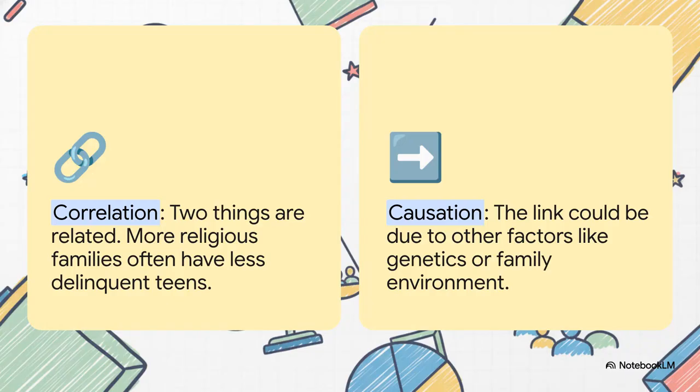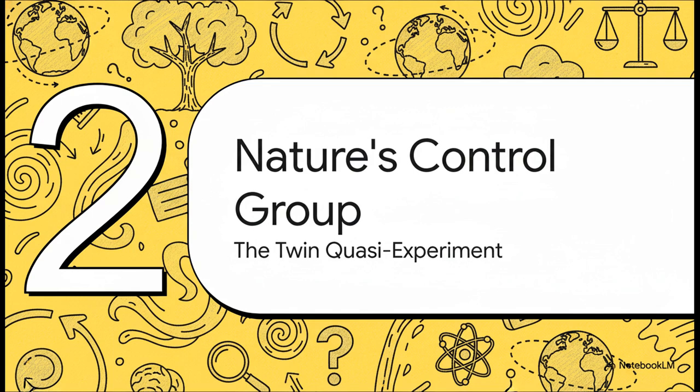And this slide gets right to the heart of the problem. See, a correlation just means two things are moving together. Causation, though, that's a much bigger claim. It's totally possible that some third thing, what scientists call a confounding variable, like parenting style or even genetics, is the real reason for both the religiosity and the lower delinquency. So, how do we solve this puzzle? Let's move on to the first incredible tool in the researcher's toolkit, one that uses a pretty amazing natural phenomenon to try and untangle this mess.